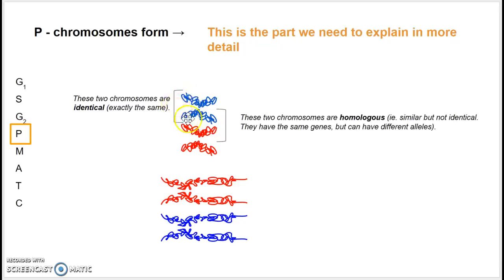Now, some key things to remember here. These two chromosomes are identical. That's why I've drawn them in the same color, same shape, same size. But these two chromosomes, the red and the blue one, are homologous, right? So they represent that pair of chromosomes that are similar, same size, same genes, same locations, but their alleles may be different.